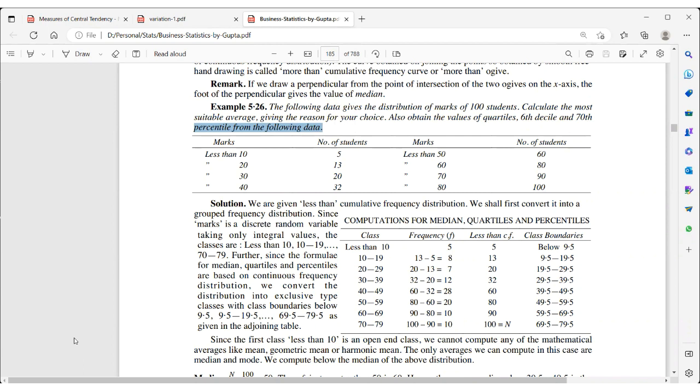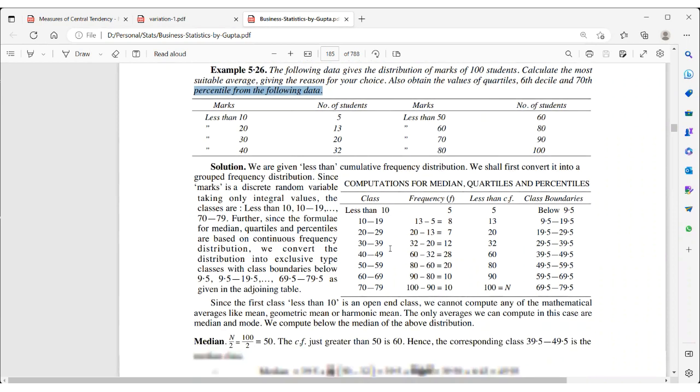The data is given: marks less than 10, number of students are 5; less than 20, number of students are 30, and so on. Right? Now, first of all, this is given as a cumulative frequency table. First of all, change it into the regular table.